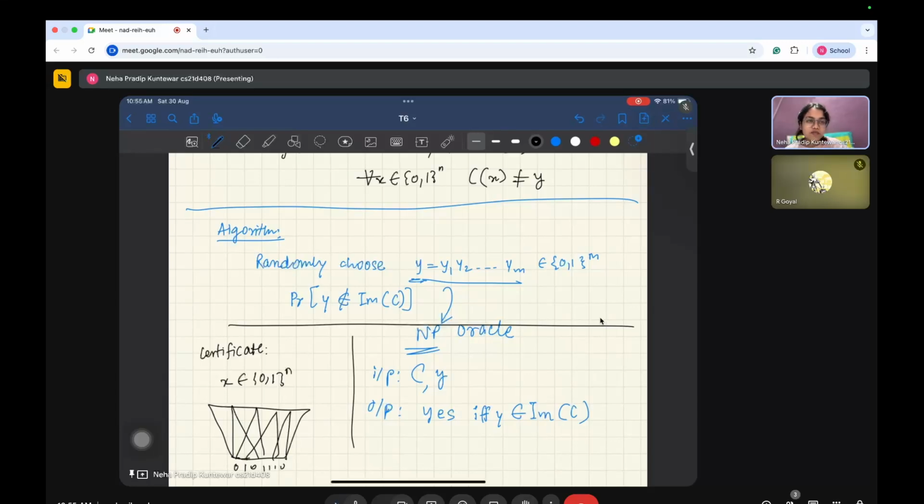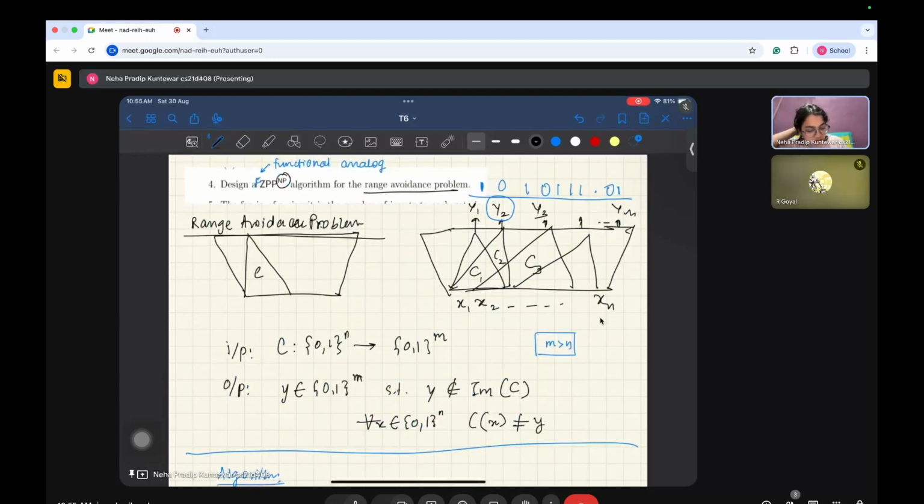Because you're just solving the circuit, the AND, OR, negation gates, and then you evaluate this and see that okay, this is actually the same as y, and therefore it is in the image of the circuit. So there is a small certificate for this. This is where the NP oracle is helping us.